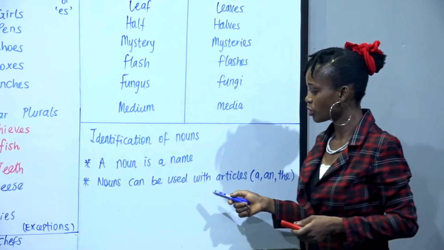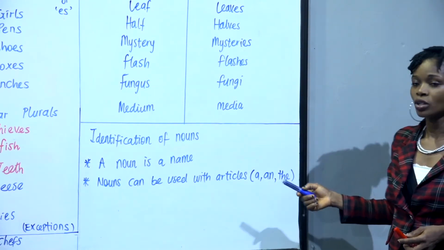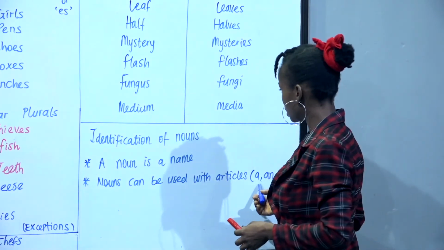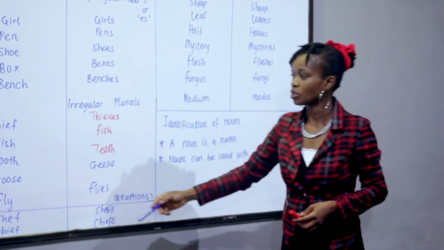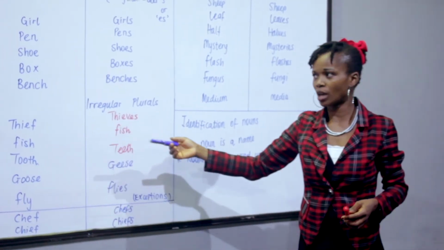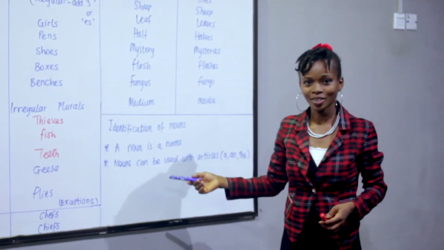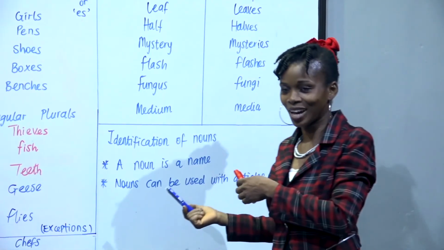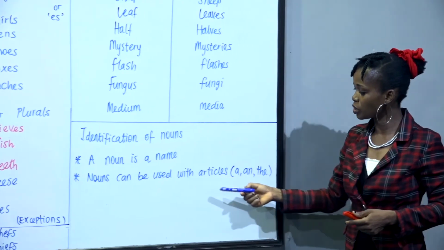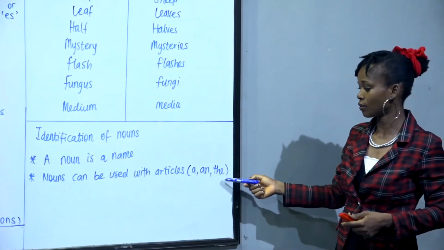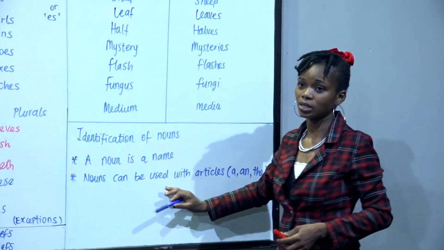Secondly, ask yourself if it can be used with any of these articles: a, an, or the. Usually we can use nouns with any of these articles. You can say the fungus, you can say the thieves, you can say a fish. If it's a verb, like take, you can't say the take or a take, except if the take is a noun, because it's the form of take that is a noun. So ask yourself, can this word be used with any of these articles, a, an, and the? If your answer is no, then it's not a noun.